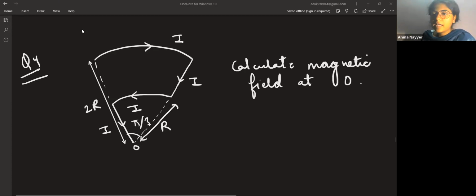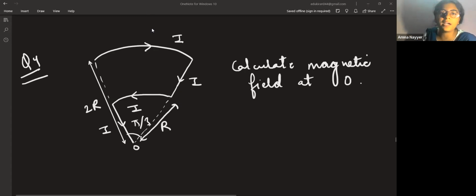Look, class, calculate magnetic field at O. So see, now this time you are having a random arc which is subtending a proper angle of pi by 3. So this is not a circle, this is not a semicircle. So this is the last case which we discussed, mu naught I by 4 pi r multiplied by the angle. So see, again, we have not done any formula which describes this shape. So how will we solve it?